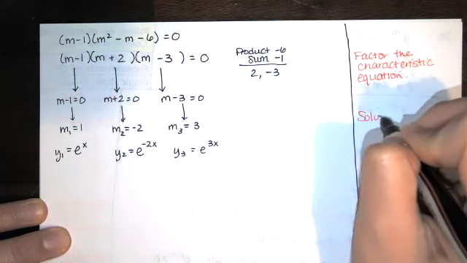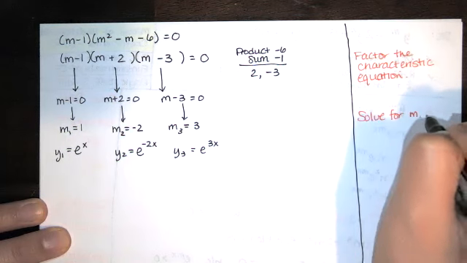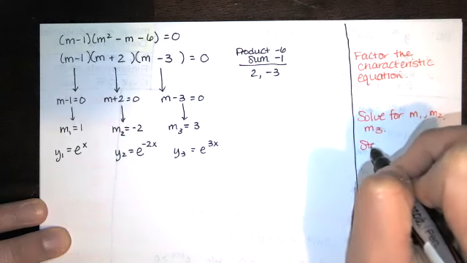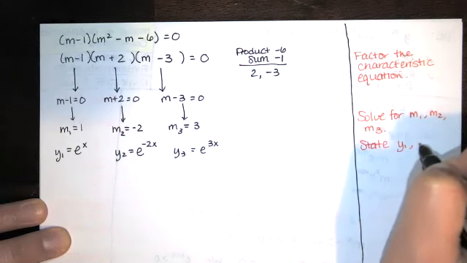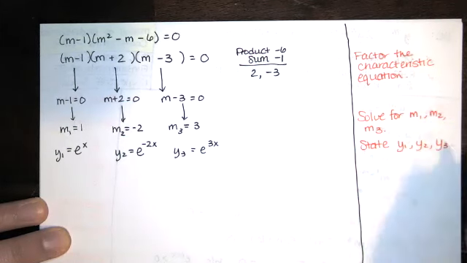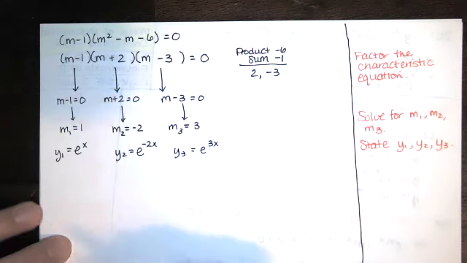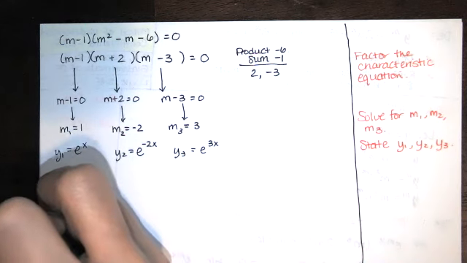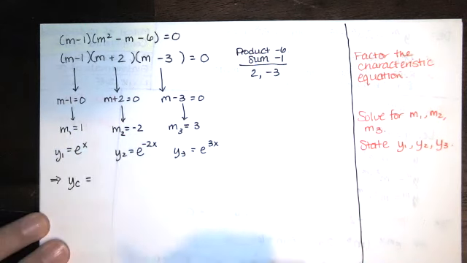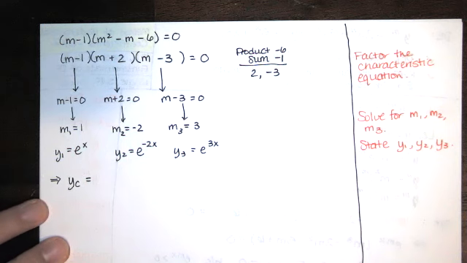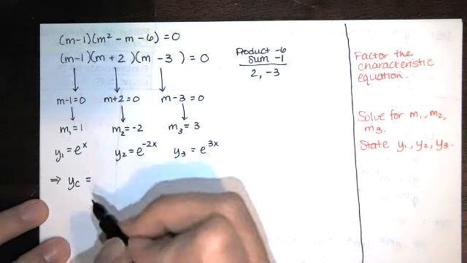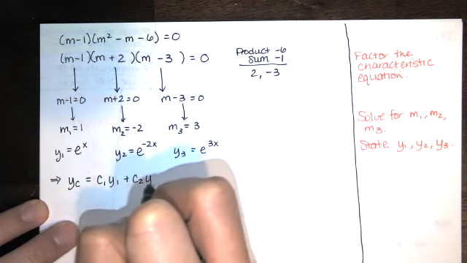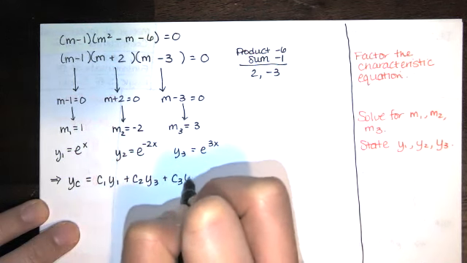You solve for m1, m2, and m3. And then we state the corresponding solutions, y sub 1, y sub 2, and y sub 3. Now we were solving a non-homogeneous problem, so we needed that complementary solution or complementary function. Since it was a third order equation, we get c1y1 plus c2y2 plus c3y3.